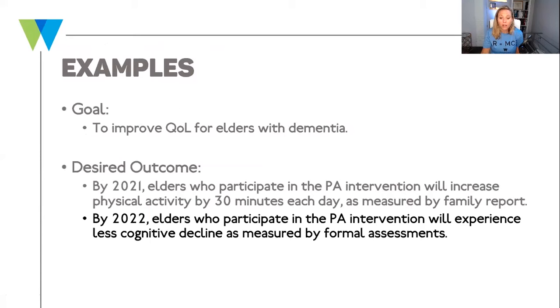Here's another example. By the year 2022, elders who participate in the physical activity intervention will experience less cognitive decline as measured by formal assessments. What will change? Less cognitive decline. That's an ability. For whom? Elders who participated in the intervention. By when? 2022. I don't have by how much here because I don't know the content of cognitive decline and what a realistic lessening of cognitive decline would be, but content experts would be able to add that in.